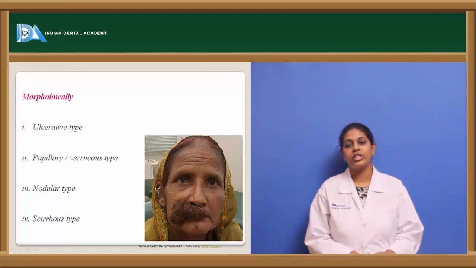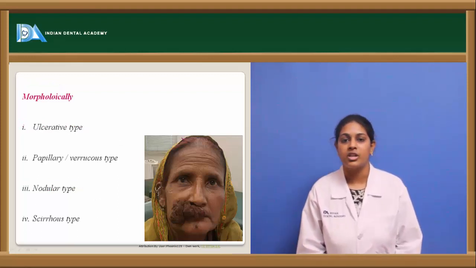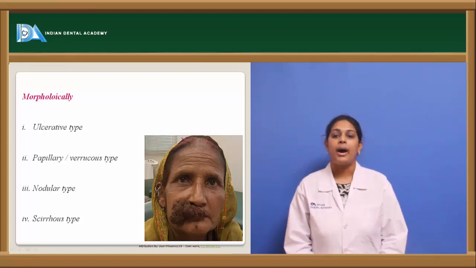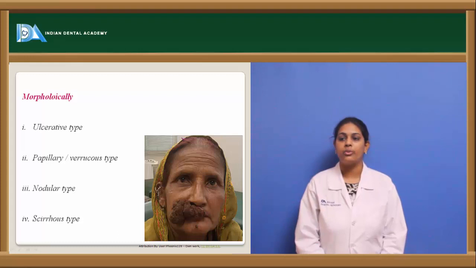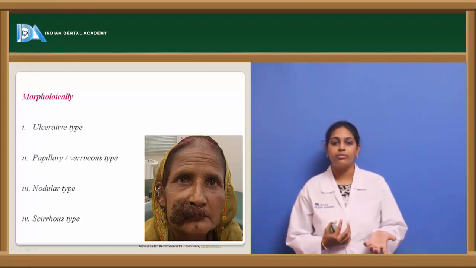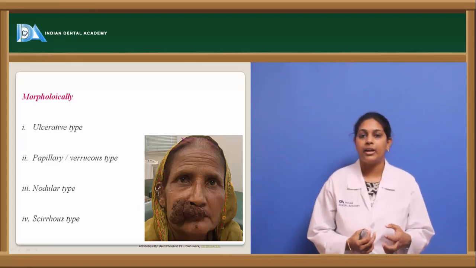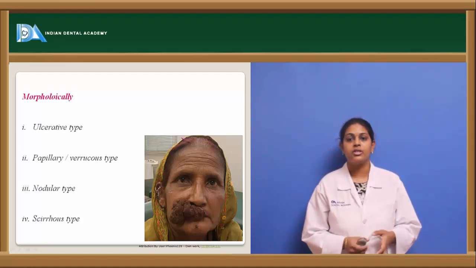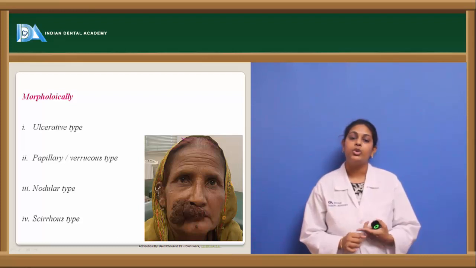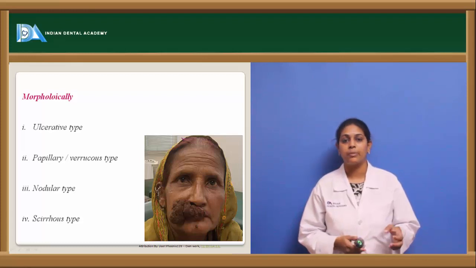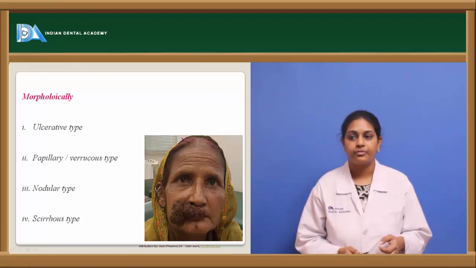Coming to the morphological features, clinically it might appear as an ulcerative type showing manifestation as an ulcer, or otherwise it might appear as a papillary or verrucous type. Here in the picture we see a tumor which is outgrowing into papillary projections, finger-like projections, or otherwise abnormal verrucous type projections. And it could also be a solitary nodular type, where the neoplastic cells proliferate in the form of nodules, or a scirrhous type can also be appreciated.